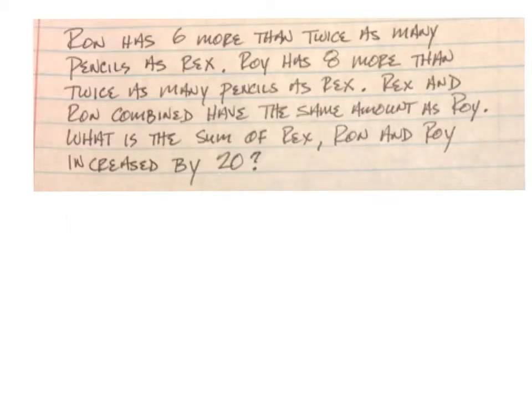Ron has 6 more than twice as many pencils as Rex. Roy has 8 more than twice as many pencils as Rex. So immediately we should know that Rex is going to be the X, because there isn't anything in there that describes Rex. Rex is being used to describe others. So Rex will be X.